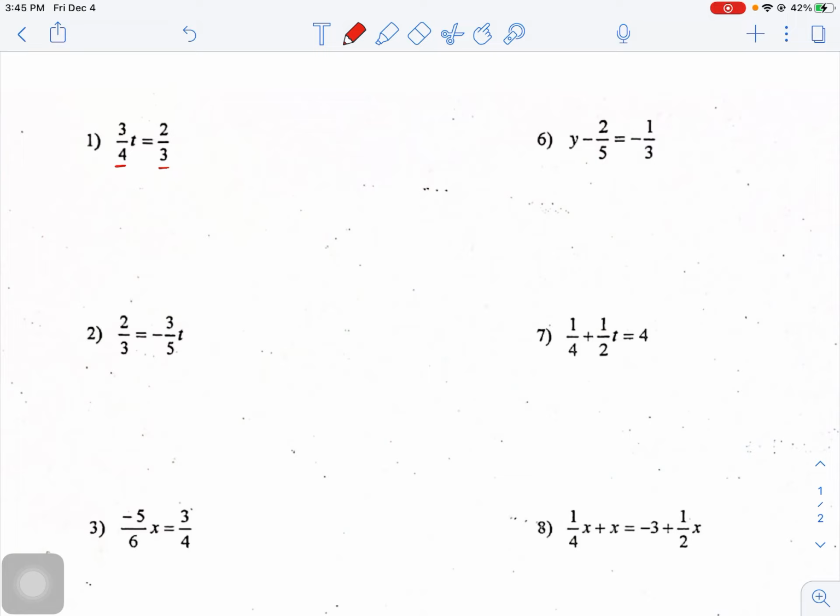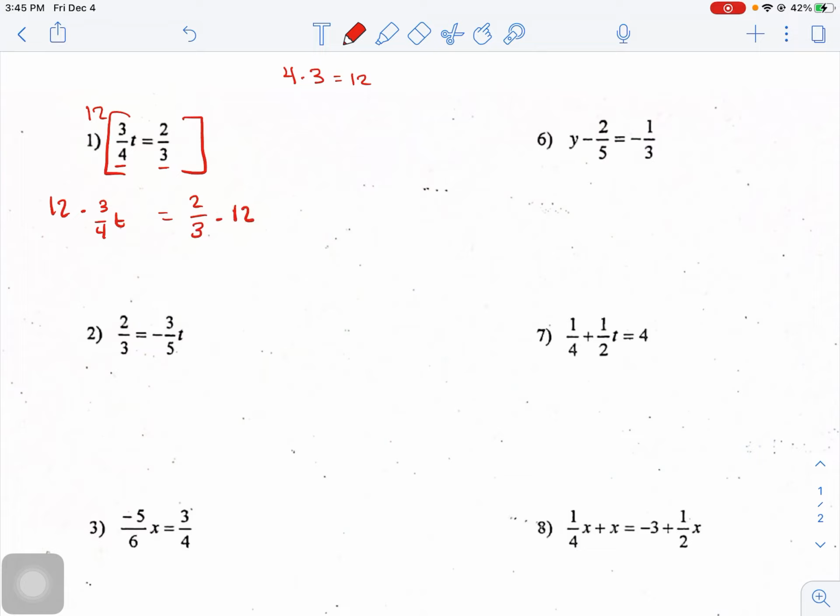So a quick, easy way, if you're not really sure about your multiples of what 4 can go into and 3 can go into, multiply them together. 4 times 3 gives you 12. So we're going to use 12 to clear our fraction. So what we're doing is saying 12 times 3/4 t, and we're doing 2/3 times 12.